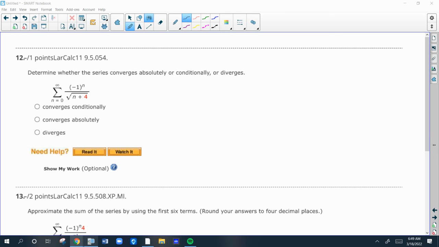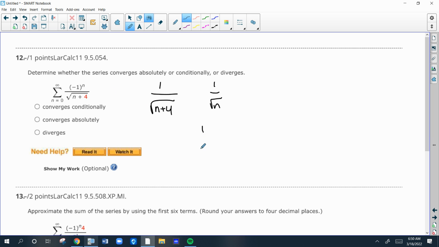Okay, here are questions number 12, 13, and 14 on the web assign. Number 12 is pretty easy. It's, does this series converge absolutely, conditionally, or diverge? So the absolute value of this series is this. We'll do this really quickly. We know that this diverges because you can compare it with the limit comparison test to this divergent P series. So we know the absolute value does not converge.